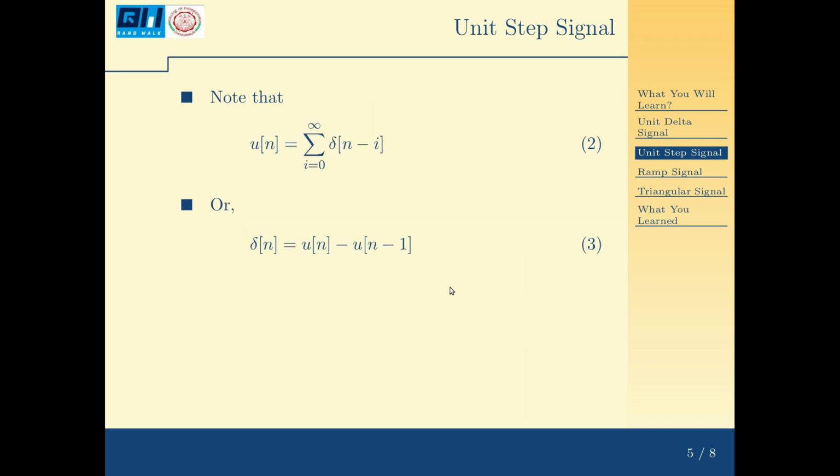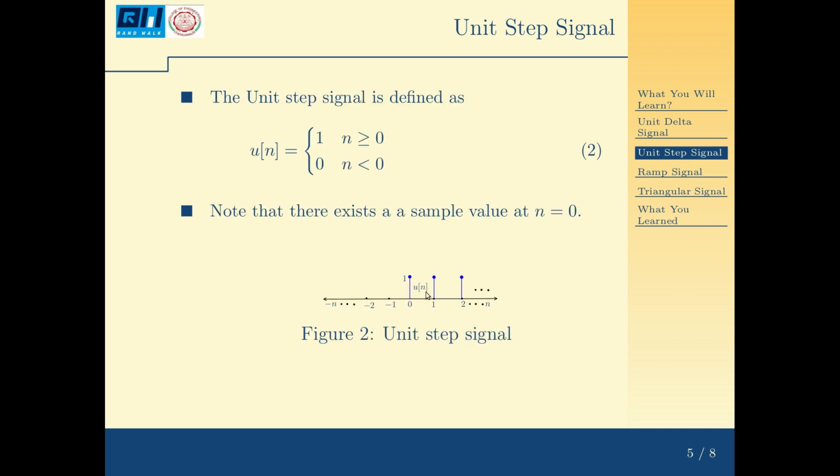And you can see that this unit step signal can be obtained from many delta functions, that is, delayed impulses. So the sum over i from 0 to infinity of delta of n minus i will be u of n. Or delta of n will be u of n minus u of n minus 1. Because if I delay u of n by 1 unit, it will appear here. So if I take u of n minus u of n minus 1, it will be a delta function.